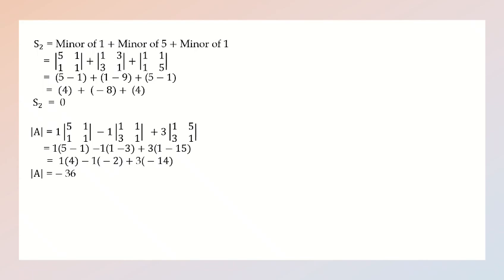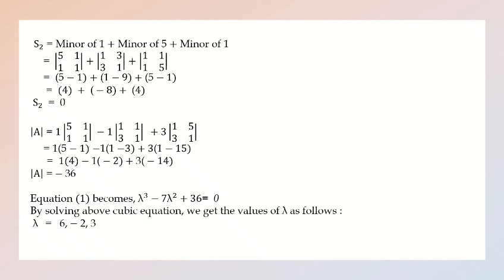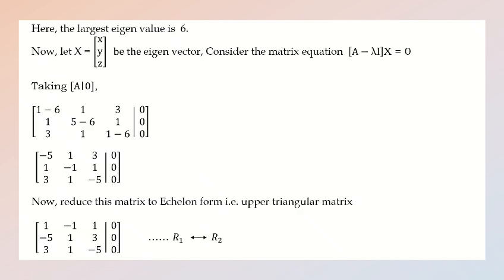So the equation, that is lambda cube minus S1 lambda square plus S2 lambda minus determinant of A equal to 0, becomes lambda cube minus 7 lambda square plus 36 equal to 0. By solving the above cubic equation, we get the values of lambda as follows: lambda equal to 6, lambda equal to minus 2 and lambda equal to 3. Here the largest eigenvalue is 6.